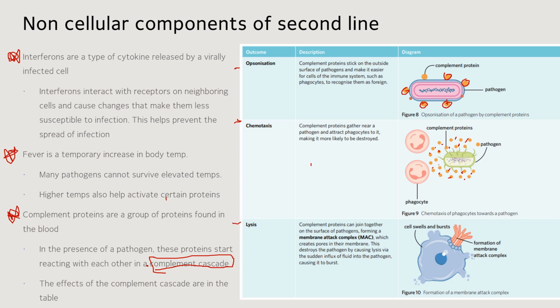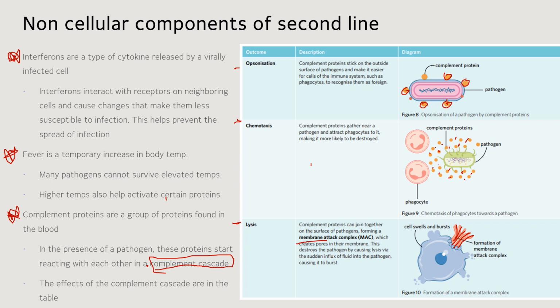The last thing that it can do is lysis. So what can happen is the complement proteins can join together on the surface of a pathogen, and they can create something called a membrane attack complex, which is shortened to a MAC. So this MAC creates pores in the membrane of the pathogen, and it basically causes lysis of the pathogen. So a little bit different to apoptosis, a little bit different to necrosis, but it's lysis. So this is the membrane attack complex here. This is all the proteins joining up, and what it does is it pokes holes into the pathogen and basically makes it explode and burst, which is pretty brutal, but good for us.